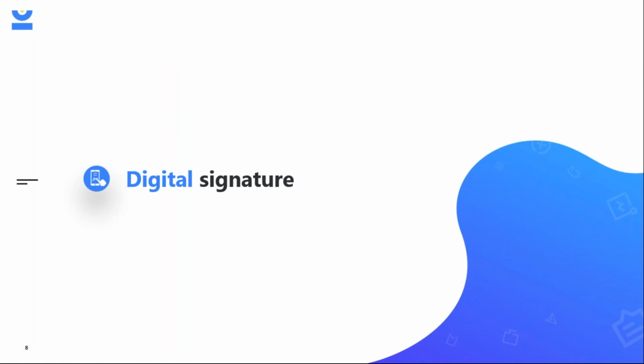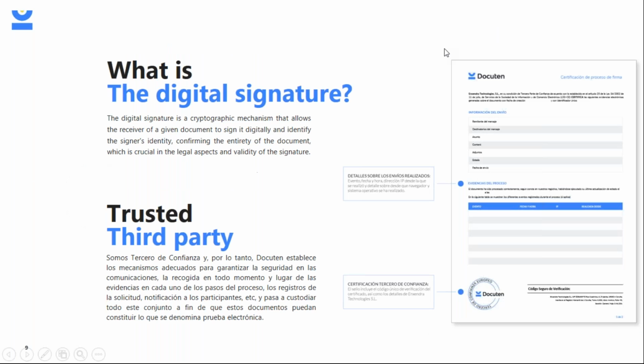Now we move on to the digital signature itself. Just for you to know, this is common sense, but a digital signature is a mechanism that allows the receiver of a given document to sign it, and then you can identify the signer's identity. You can confirm who is going to perform a signature during the whole process, and the end signed document is a completely valid document that has been signed according to the European regulations.